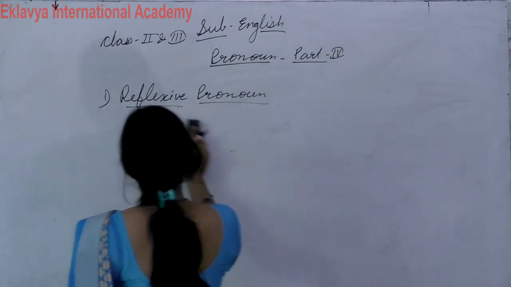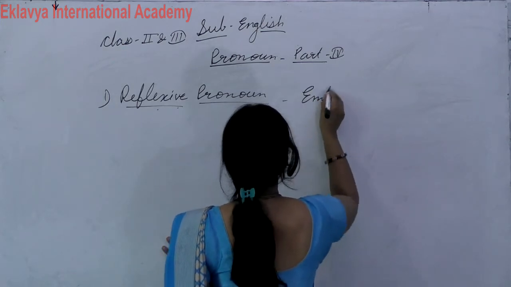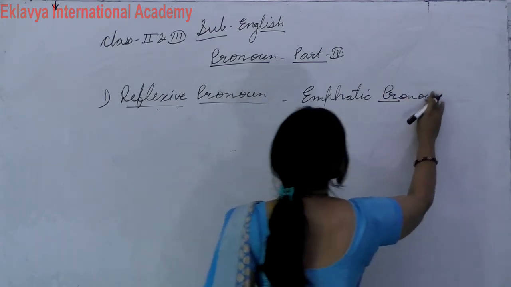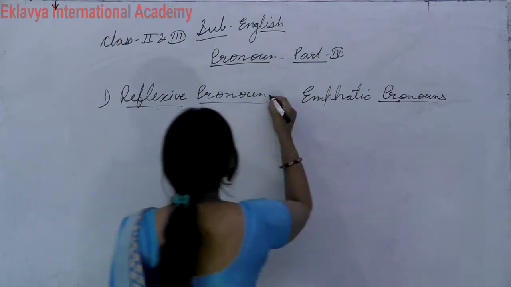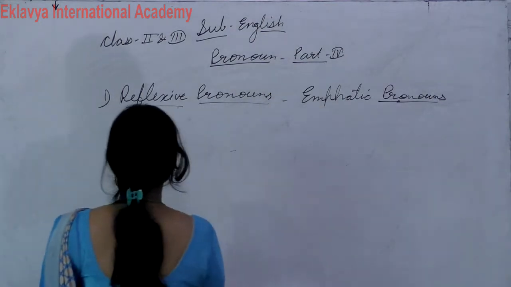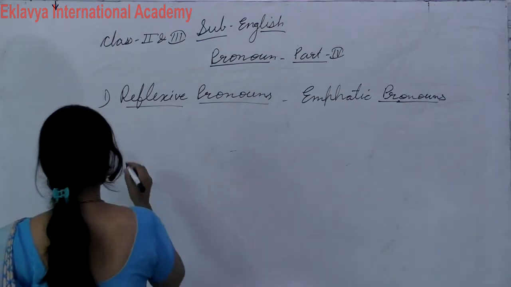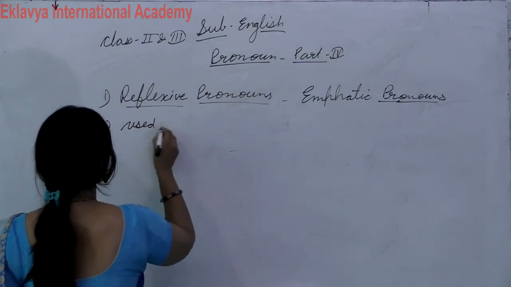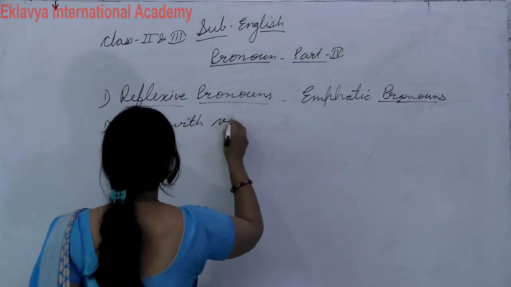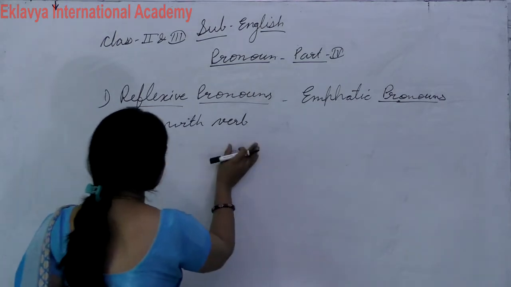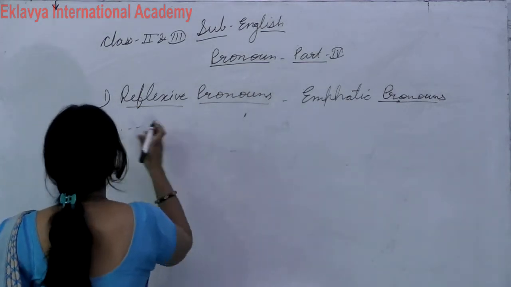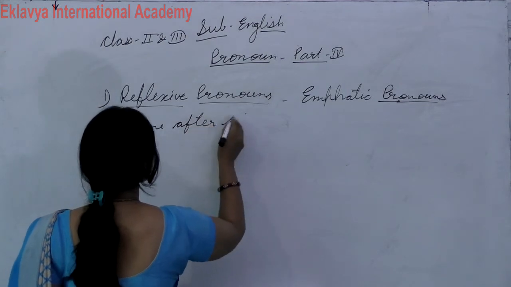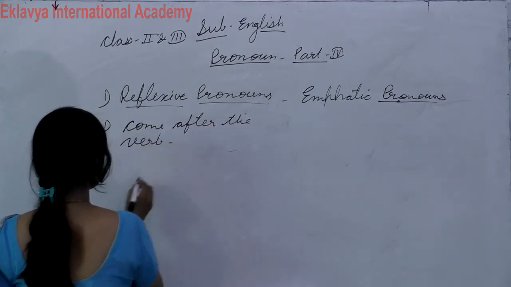Now see what is the difference between emphatic and reflexive pronoun. First, reflexive pronouns are used with a verb. I mean it comes after the verb. You can write: comes after the verb.